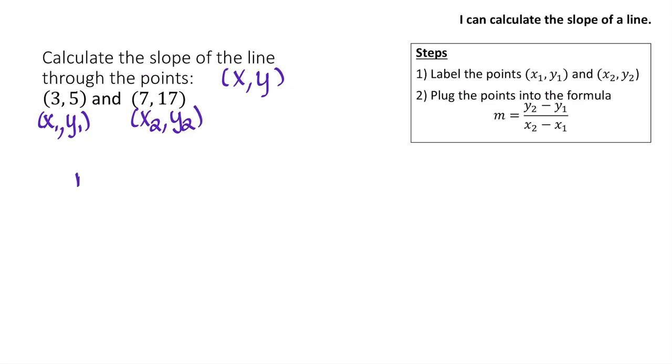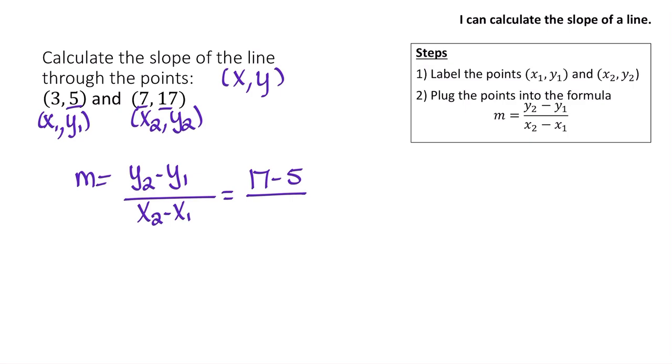So now I'm going to plug into this formula, m equals y2 minus y1 divided by x2 minus x1. So when I plug that in, y2 is what I've labeled as 17 minus y1, which is 5, divided by x2, which is 7, minus x1, which is 3. So now let's simplify this. 17 minus 5 is 12. And that's divided by 7 minus 3, which is 4. 12 divided by 4 is 3, so I have my slope, which is m equals 3.